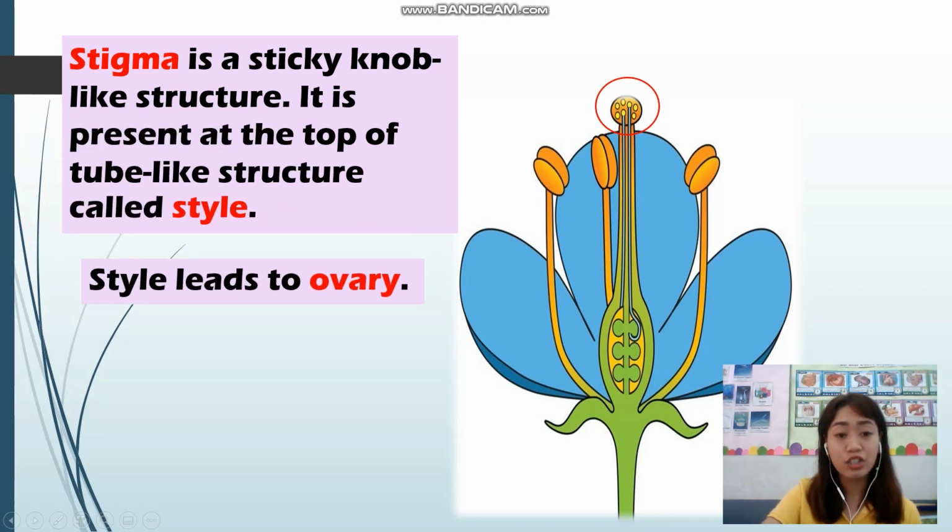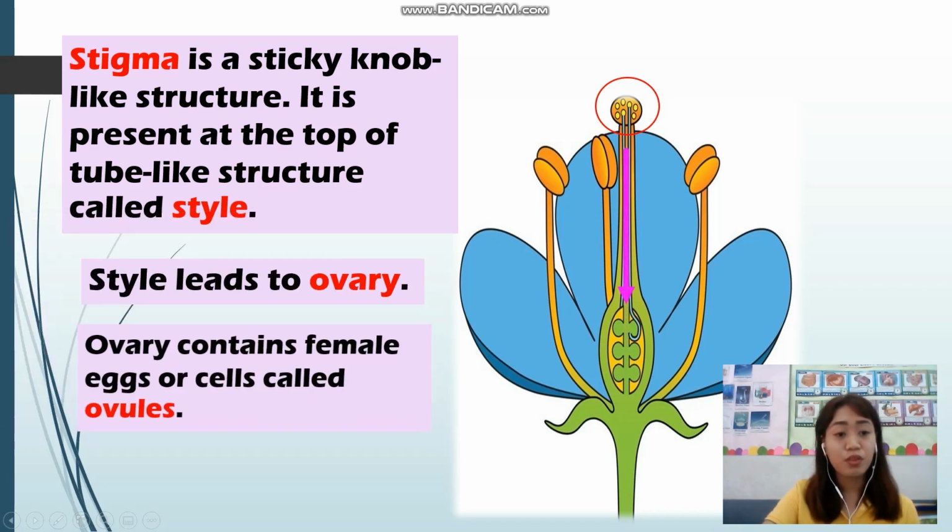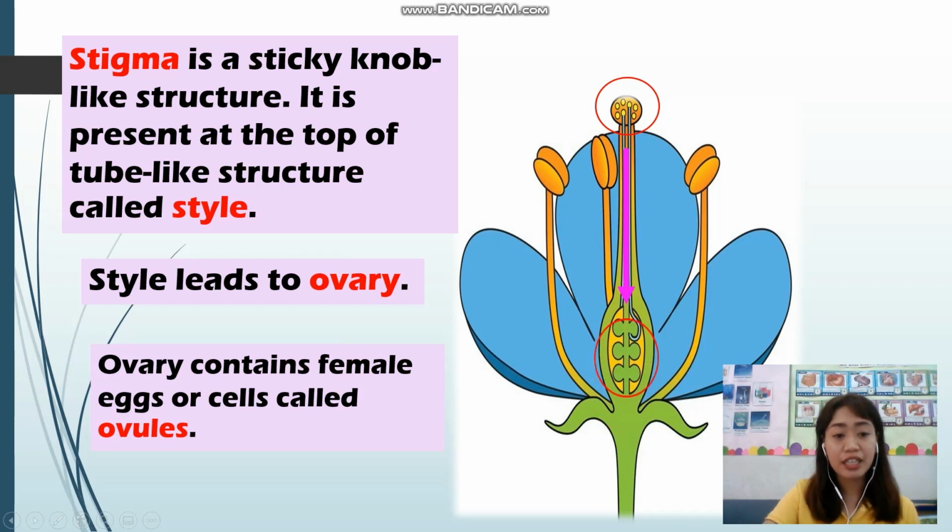Style leads to ovary. Ovary contains female eggs or cells called ovules.